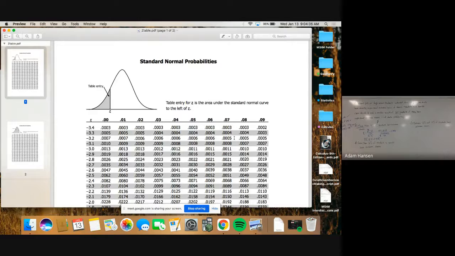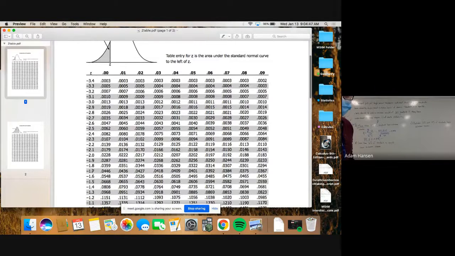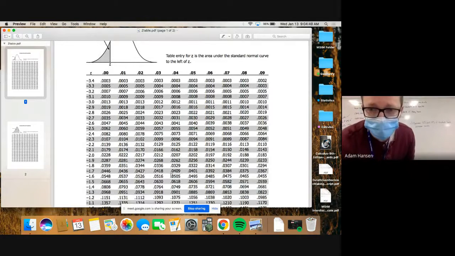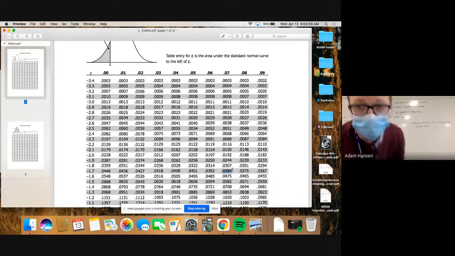So let's look up a z-score from our example. Negative 1.77, if I scroll down, is going to be 0.0384, that value here. So is that my answer or not?